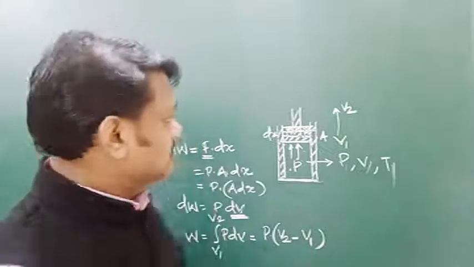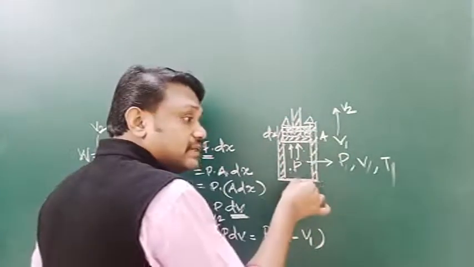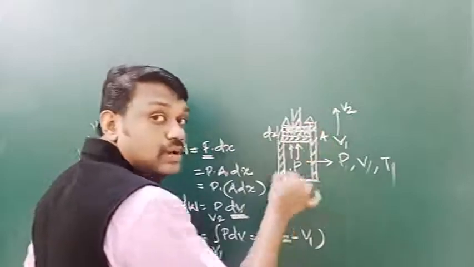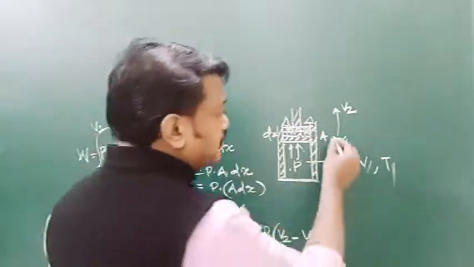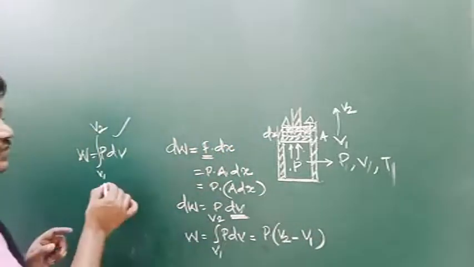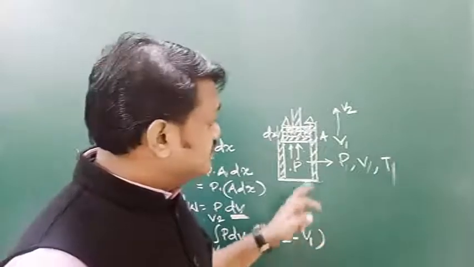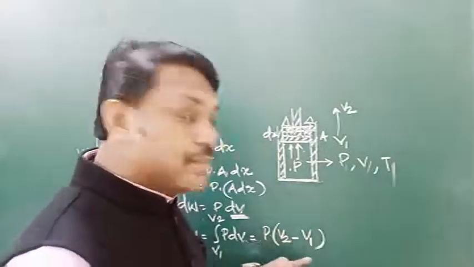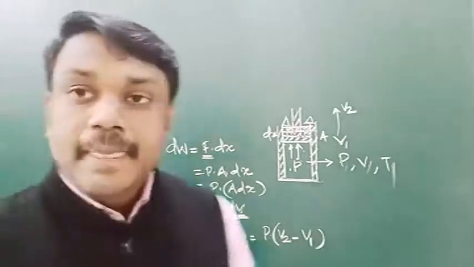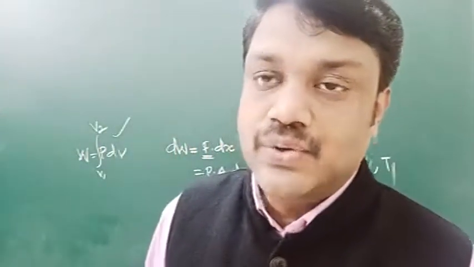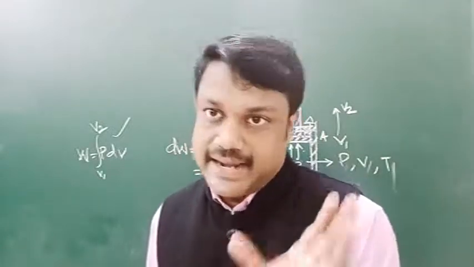In other words, suppose you are adding more weights over there. What will happen? The piston will move down, then it will get compressed. If it is moving from V1 to V2, then the volume is changing, meaning the volume decreases. That is final volume minus initial volume. Final volume minus initial volume will become negative. So in that sense, work done can be taken as negative.